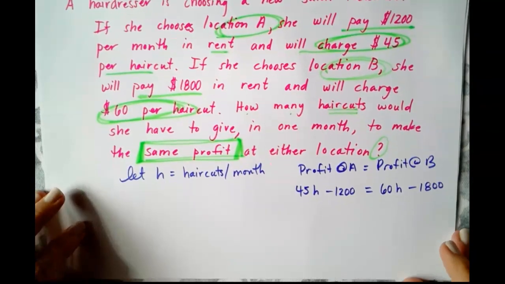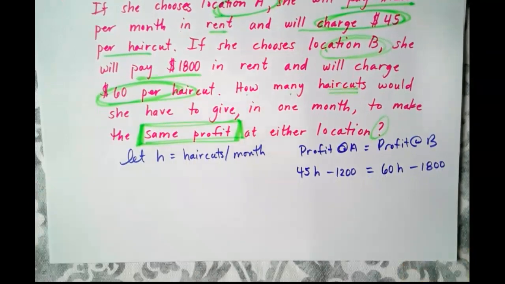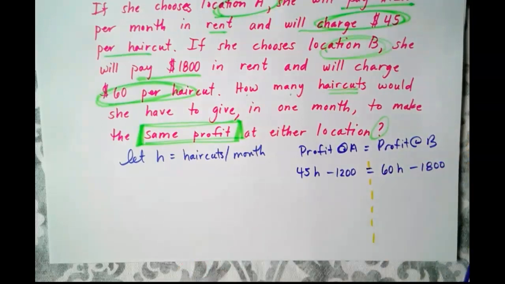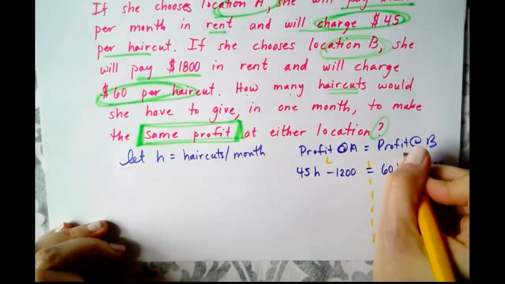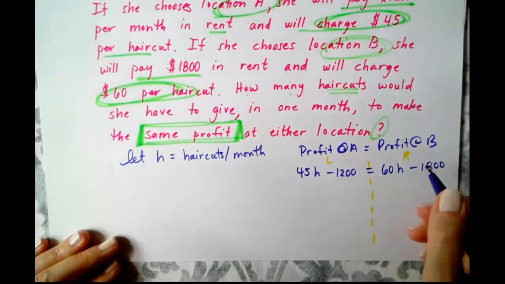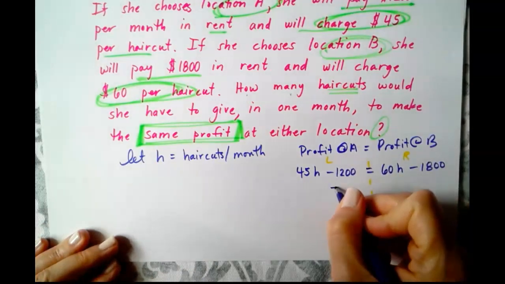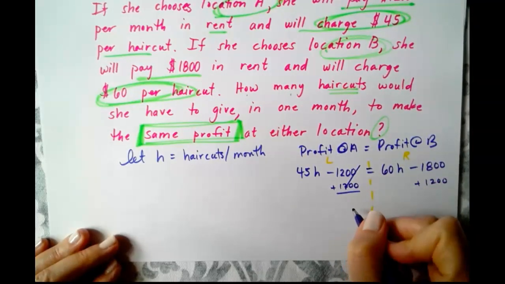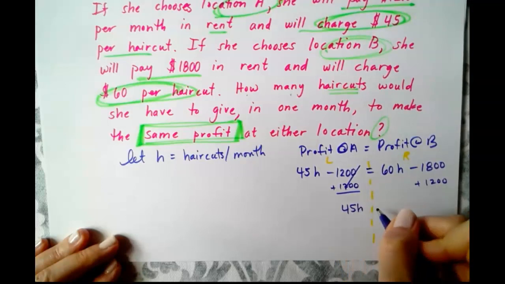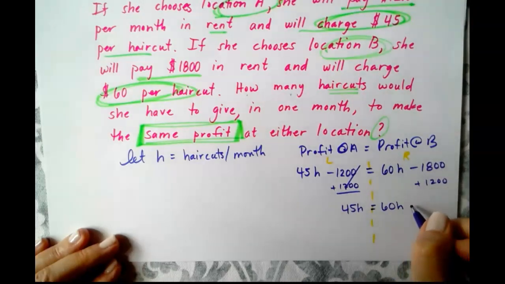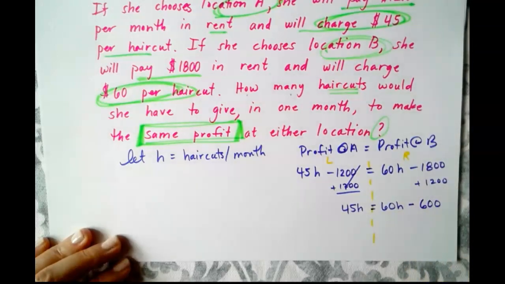Now we're going to solve it. So let's do that. I will use my yellow marker. Keep my left-hand side. This is the left. This is the right. We're going to use our properties here. I'm going to do this quickly. So let's move 1,200 over by adding 1,200 to both sides. So now we've got 45H equals 60H, and negative 1,800 plus 1,200 is negative 600.